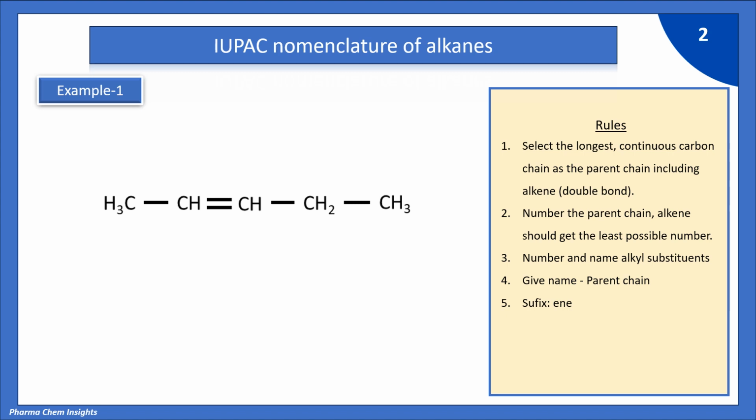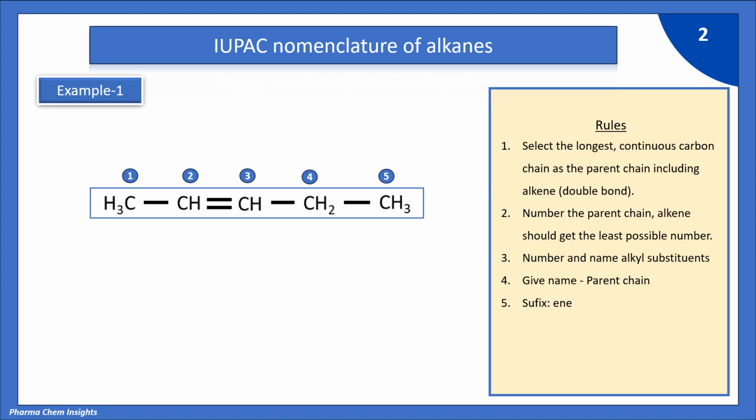So first rule, we need to select the longest continuous carbon chain, which is this. Again, we have to consider that the alkene should be a part of that parent chain or the longest continuous carbon chain. The number of carbon atoms in this particular compound is 5. So it is pentene. Ene is the suffix used for alkene compounds. Now let us number them. We can number like this or from the other end. Now this alkene should get the least possible number and hence the numbering which is written in blue is correct.